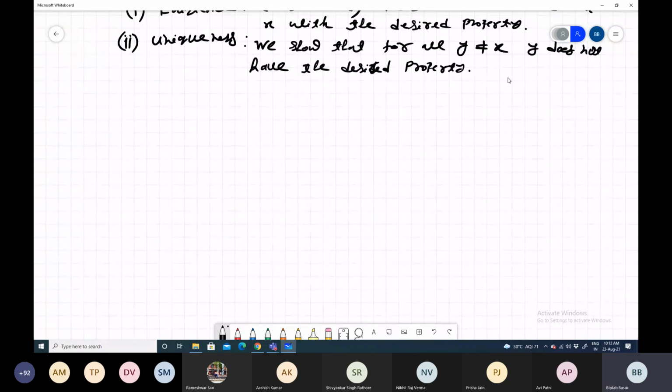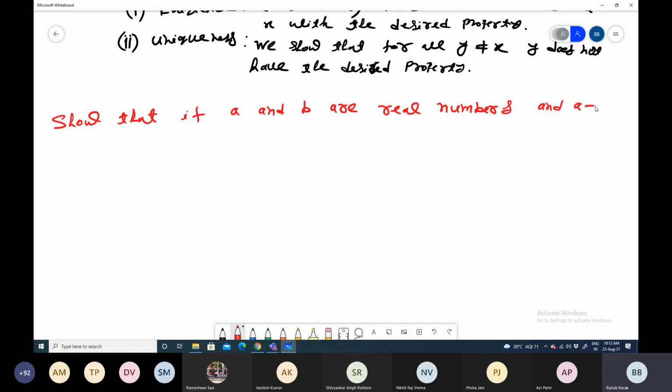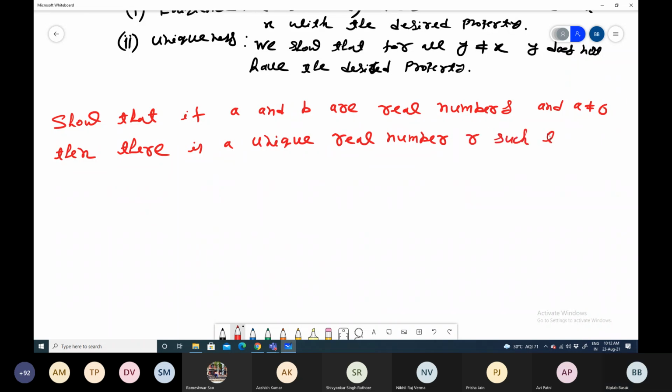Again, we are giving a simple example to understand this. Show that if a and b are real numbers and a not equal to 0, then there is a unique real number r such that ar plus b equal to 0. Okay, this is a simple example.